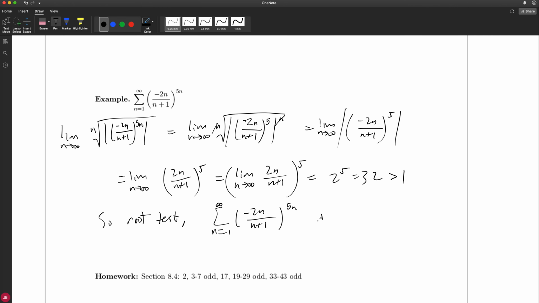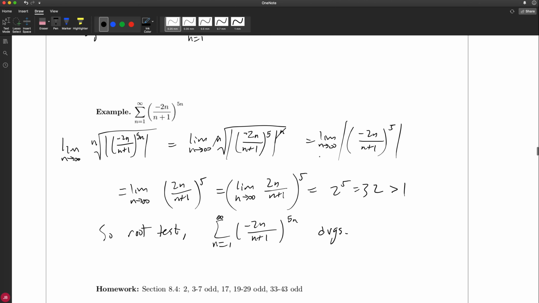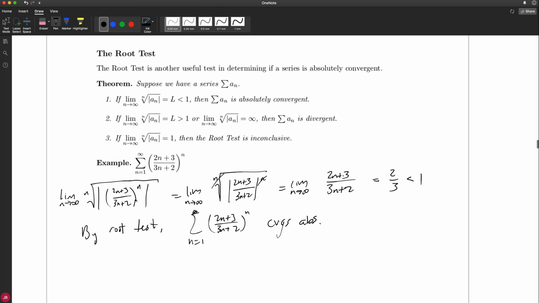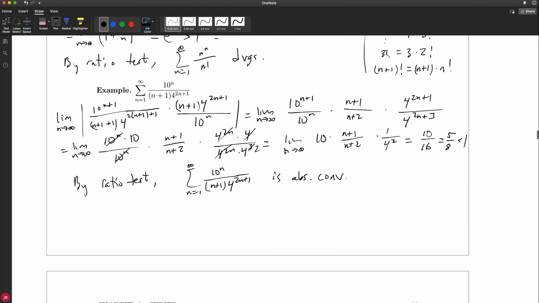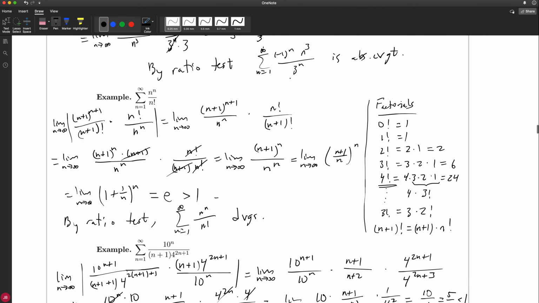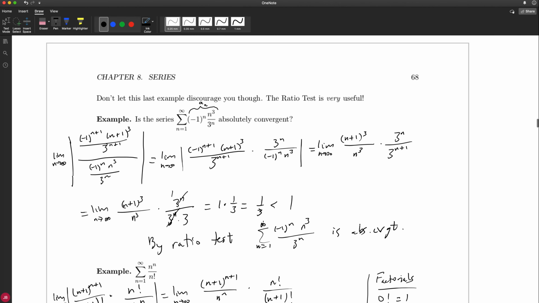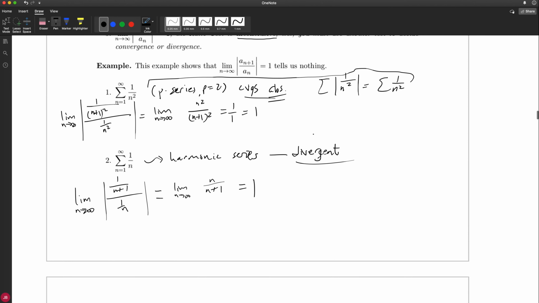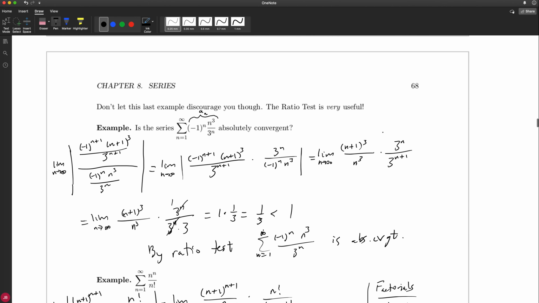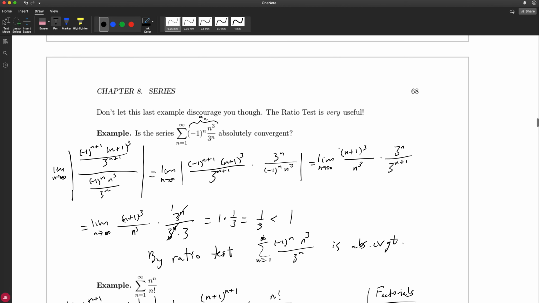And so just some concluding thoughts here. If your ratio or root tests come out to be inconclusive, then you have to do something like we did way back here on page 67, right? Where you have to apply another test to it. But if they come out to be either strictly less than 1 or strictly bigger than 1 for the root test or ratio test, then you're golden. Like that, you automatically know the result. You just have to remember the result, either divergent or absolutely convergent.